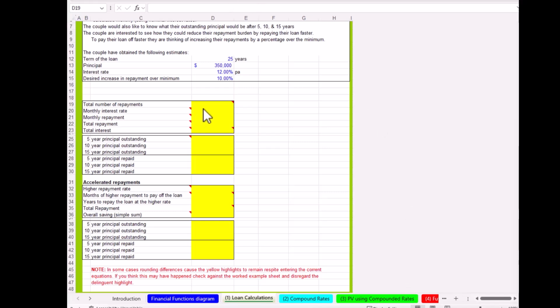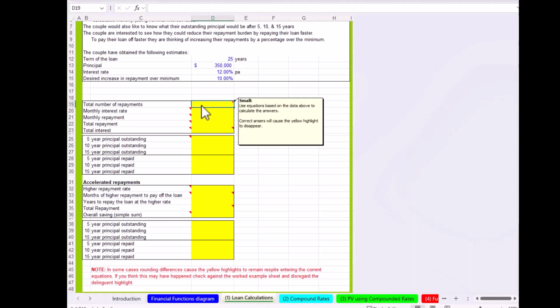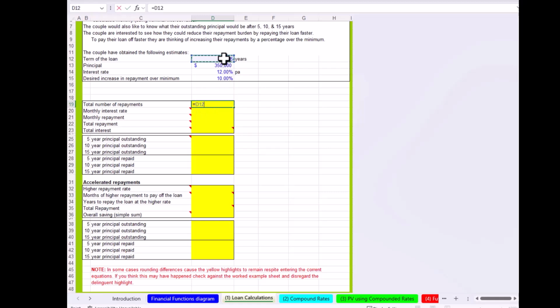Let's work down what has to be calculated. The first thing we have to do is work out the total number of payments. These are the total monthly payments. To do that, we're going to insert an equation which is equals 25, or the number of years, multiplied by 12, which is the number of months in a year, and it gives me 300. And by entering 300, the yellow highlight disappears, telling me that I have the correct answer.